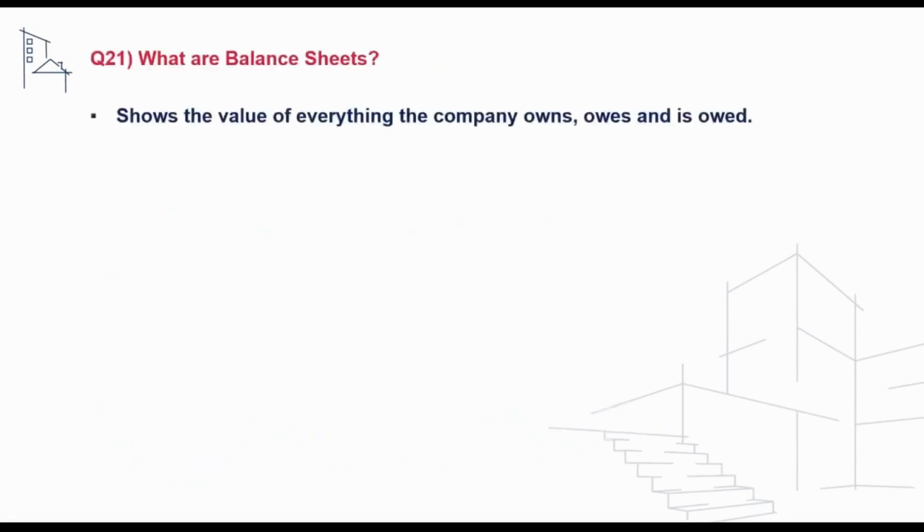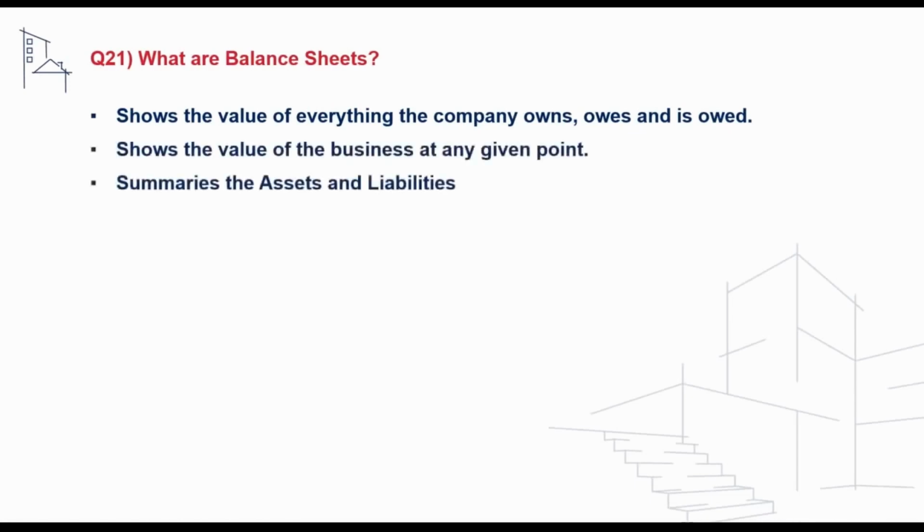Again, staying with the topic of financial reports, we may also get asked a question on our understanding of balance sheets. And to address this, we can simply say that balance sheets show the value of the company. So they demonstrate everything that the company owns, for example, its assets. They also show anything that the company owes, also known as its liabilities. And this will show the value of the business at any given point in time.